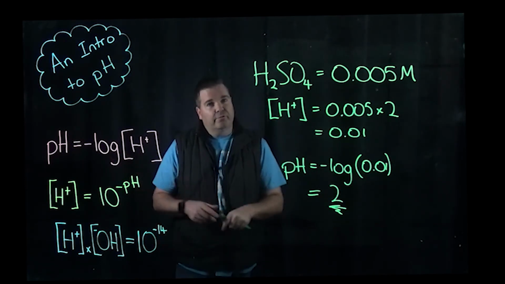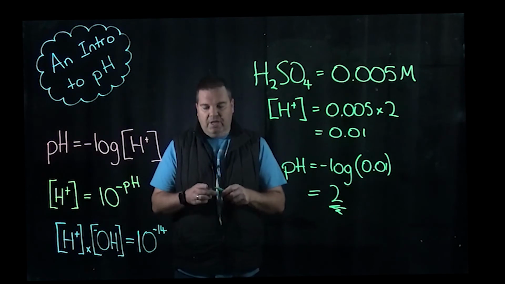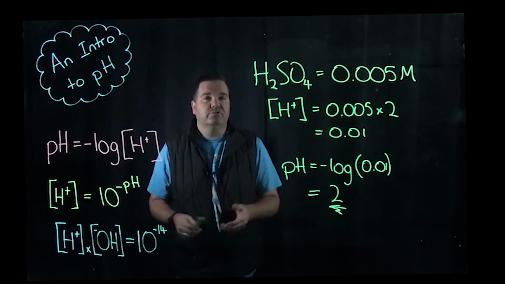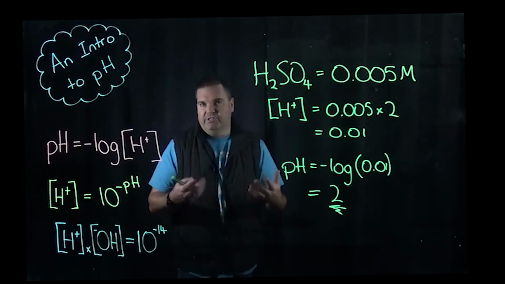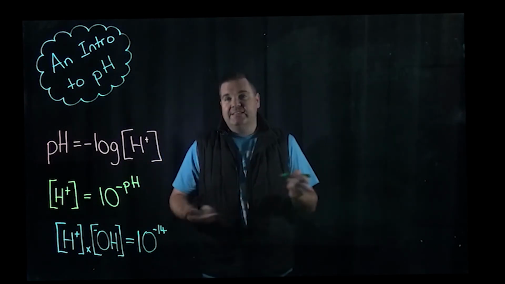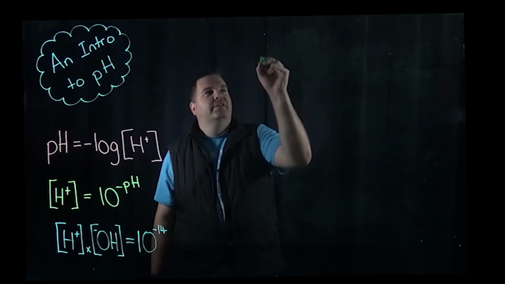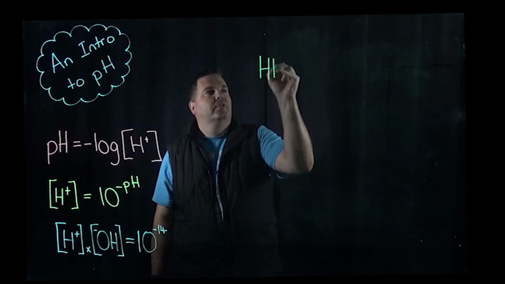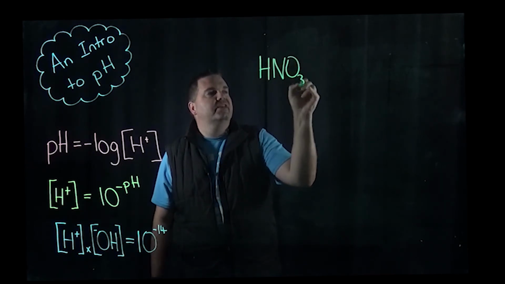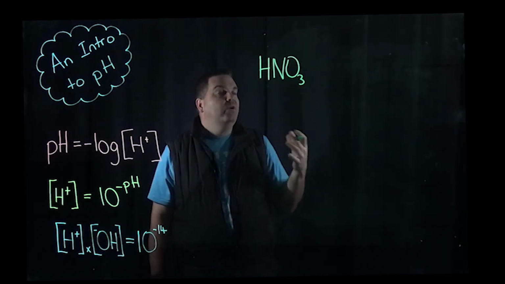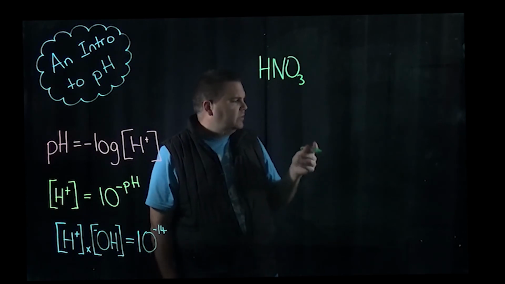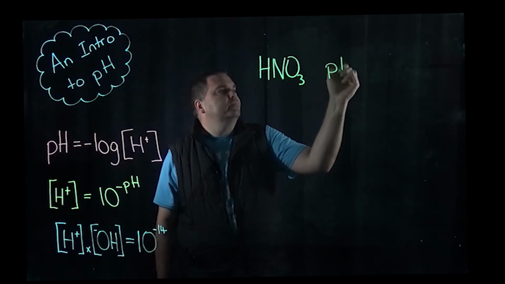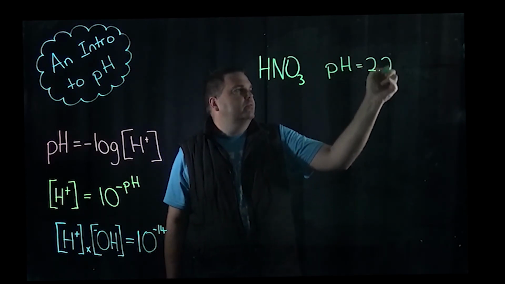But what about if we want to go in reverse? What if we know the pH and we want to calculate what the concentration of H plus is that we've got? Well, I'm going to show you that now. So let's say, for example, that we had nitric acid this time. Okay, just a monoprotic acid, it's only got the 1 H in there. And we know that the pH of this nitric acid that we've got is 2.2. So the pH is equal to 2.2.